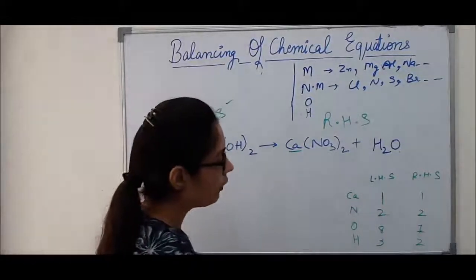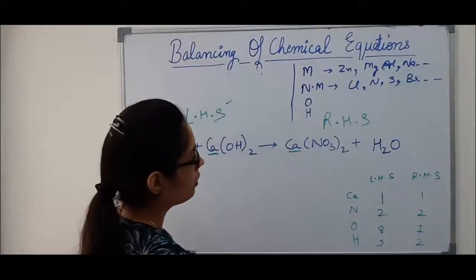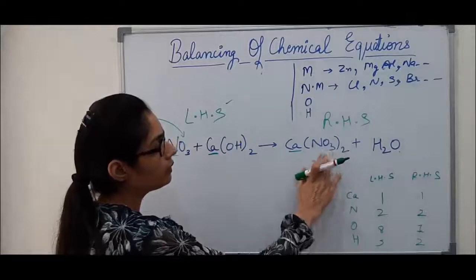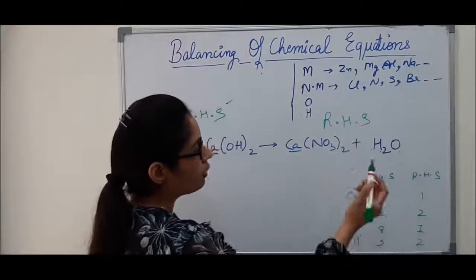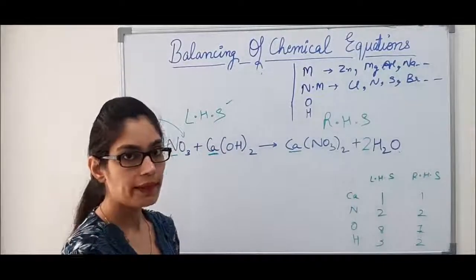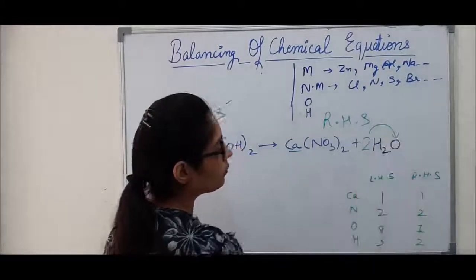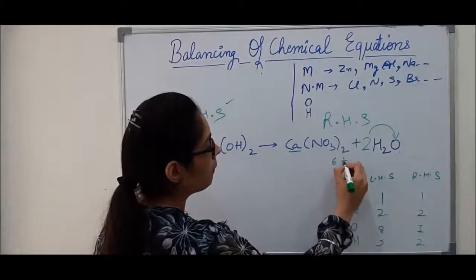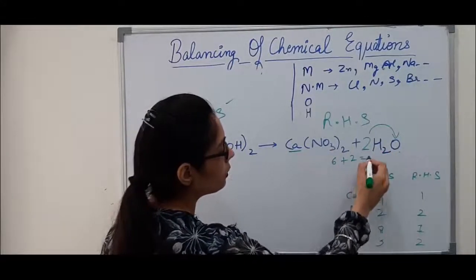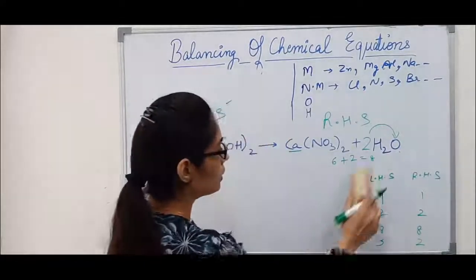Now let's check for the right hand side. The right hand side is still the same. 3 into 2 is 6, and here 1. So what I will do, I will multiply this with 2, because I know 6 plus 2 is 8. 3 into 2 is 6. Here this will get multiplied with O also, which means 6 atoms of oxygen here, and here 2 atoms of oxygen. 6 plus 2 is 8. So here I have 8 atoms of oxygen.